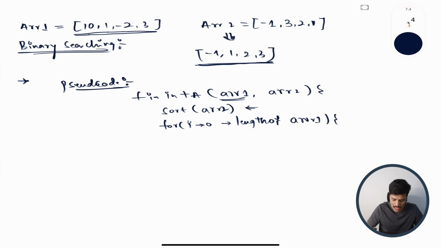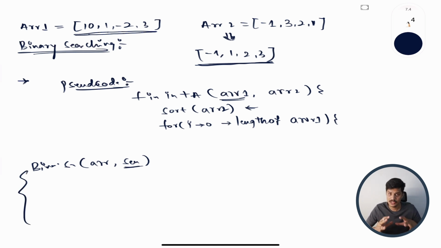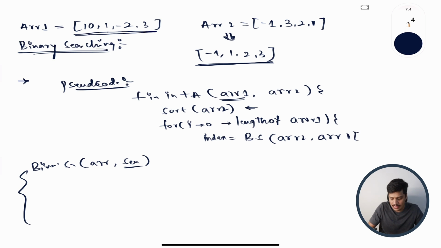Immediately I will write one function called binary search. It will take the array of values and the search value as well. If the search value is found, it will return the valid index, otherwise it will return -1. So it is the traditional binary searching function that we already implemented when we discussed the binary searching technique. Immediately I will call this binary searching function with the sorted array, which is nothing but array 2, and the value from array 1 at the ith index.